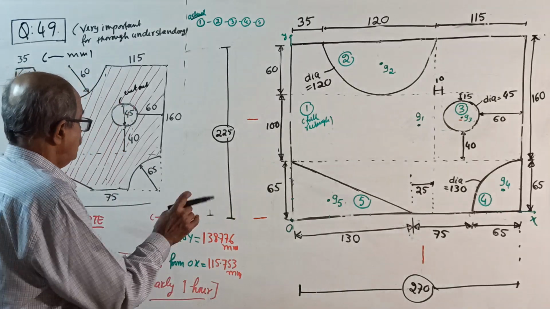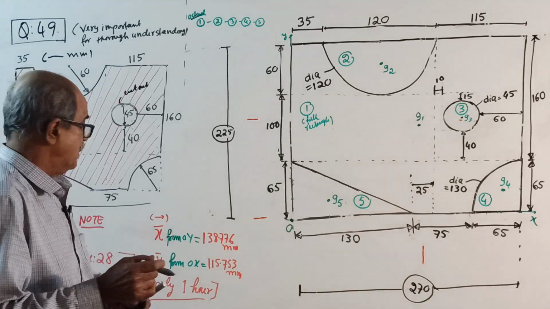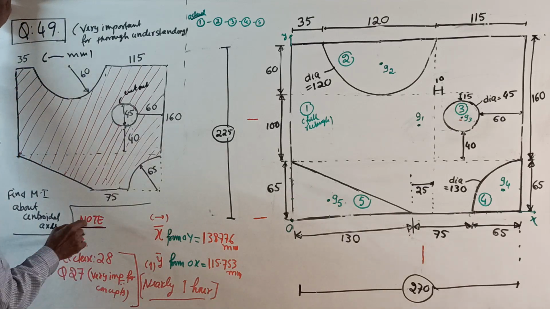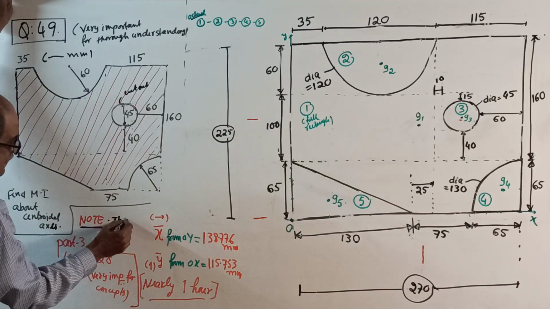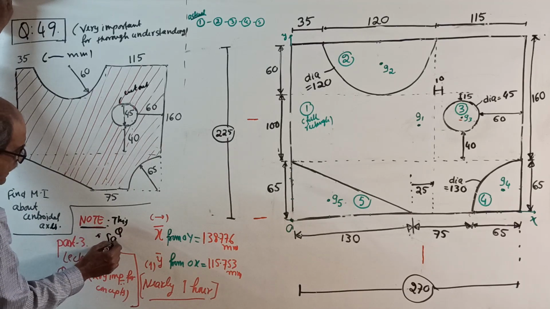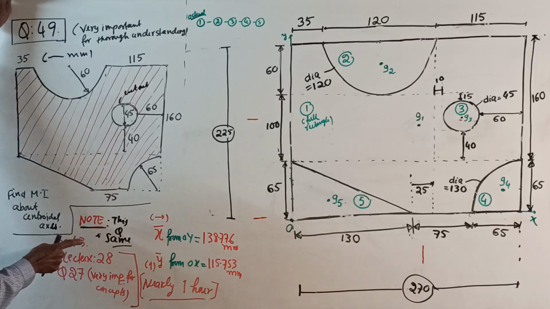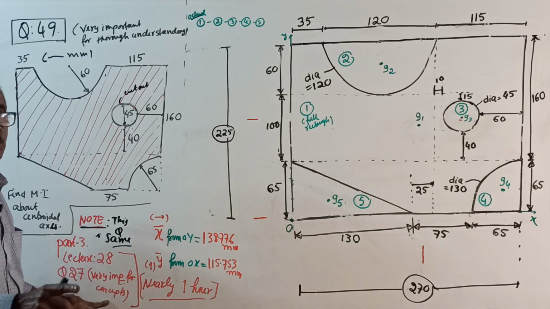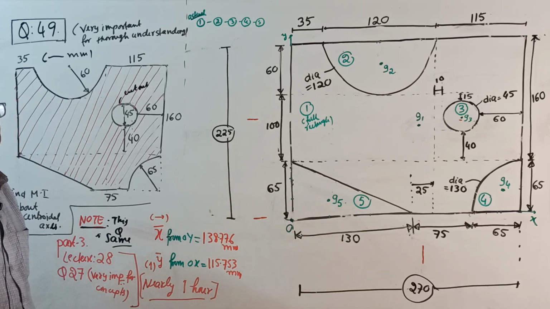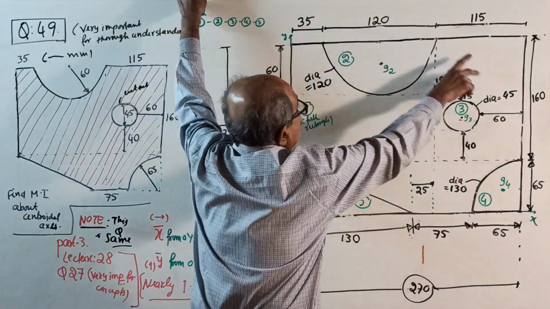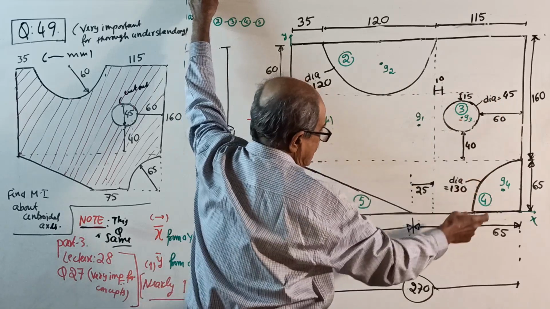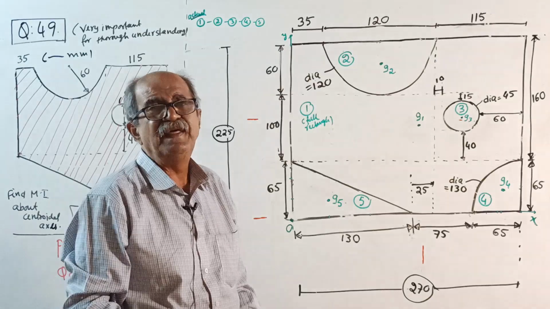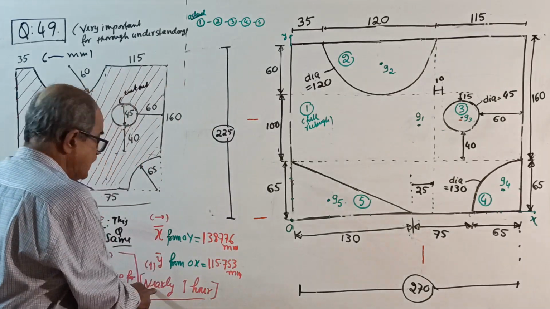Now, those who are sincere, remember this note. The question I am solving today is the same question as solved in part 3, lecture 28, question number 27. Of course, there I wrote that it is very important for the concept. There, how I got 10, how I got 15, how I got 25, and how I got each and everything are explained. It took nearly 1 hour. See, nearly 1 hour I explained.